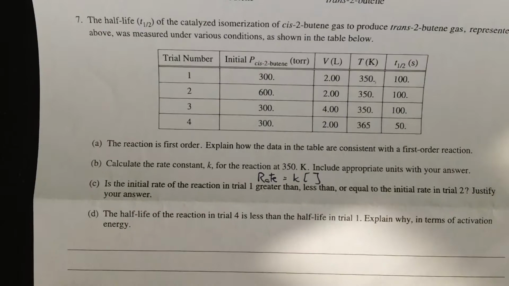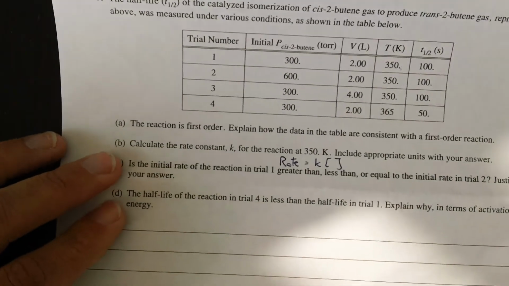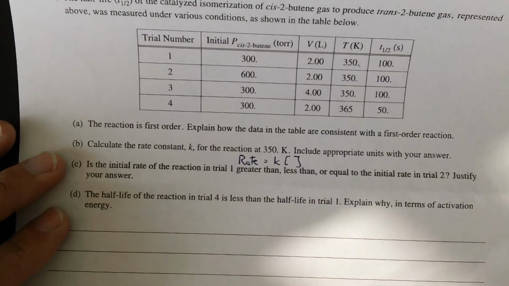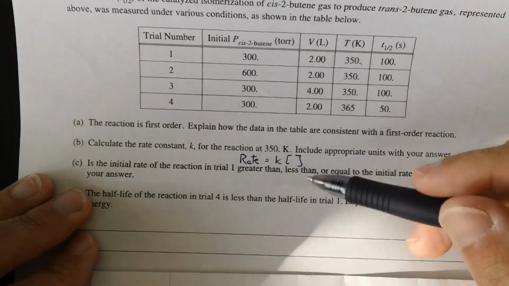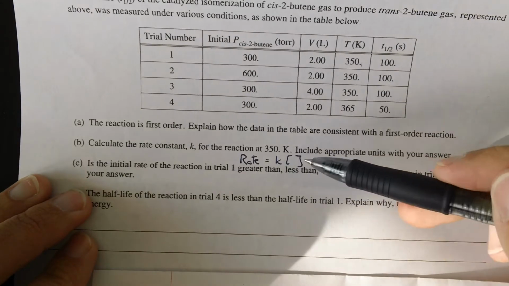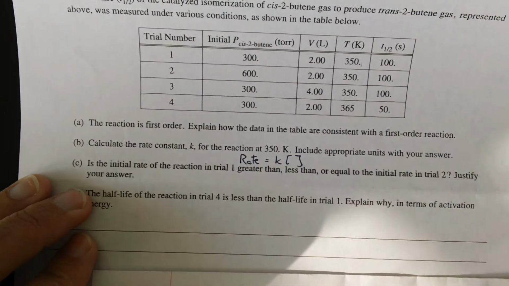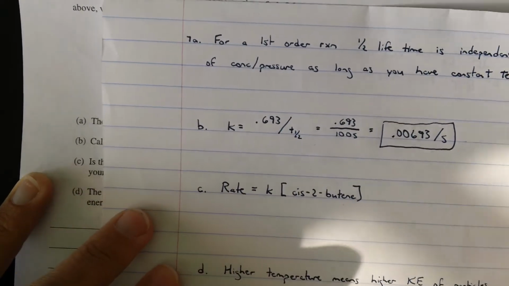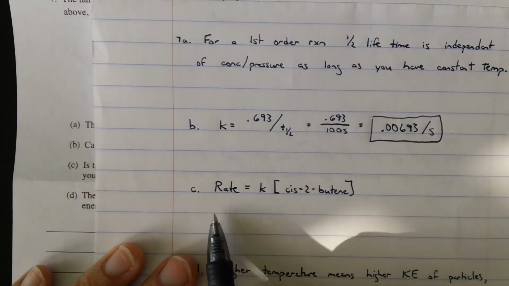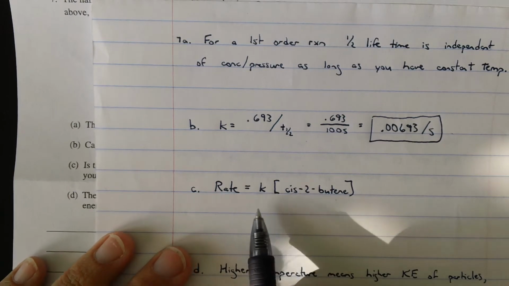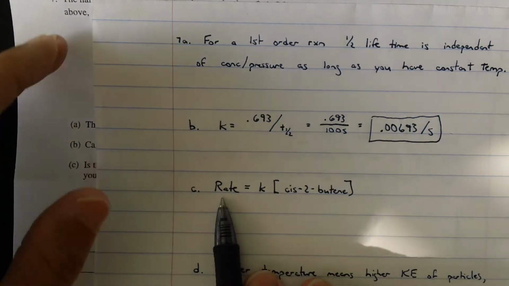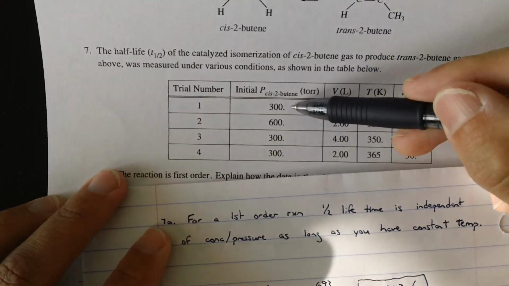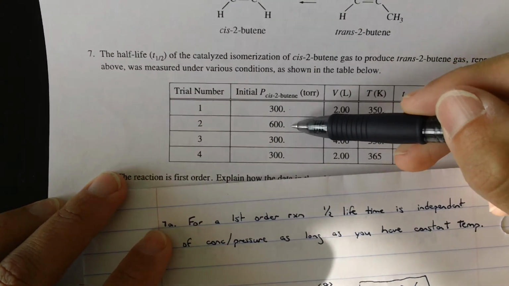And then C says the initial rate of the reaction in trial 1 is greater than, less than, or equal to the initial rate in trial 2. Justify your answer. This is where the rate law comes into play. Now that we have a constant and we know some concentrations or pressures, we can solve for rates. So the rate expression or rate law is a huge part of your justification. Here, we're looking at trials 1 and 2. What's the difference between trial 1 and 2? The concentration doubles, or the pressure doubles.